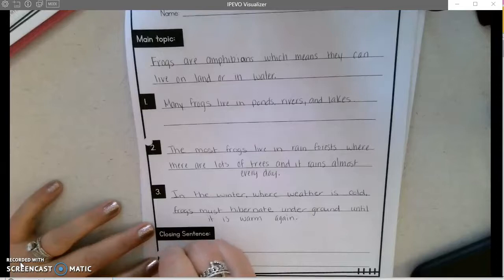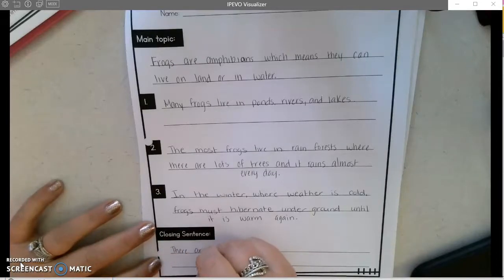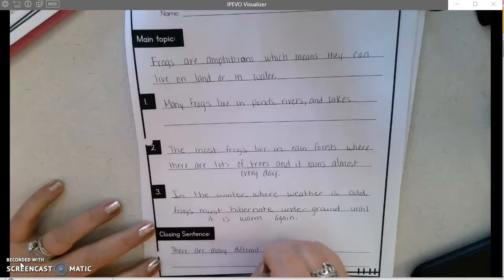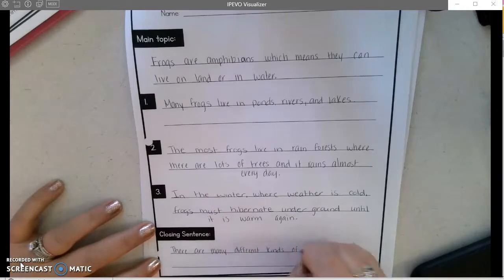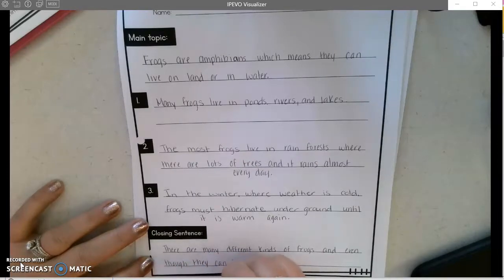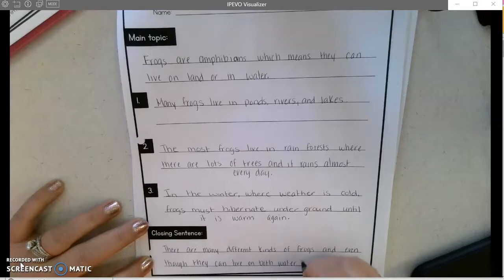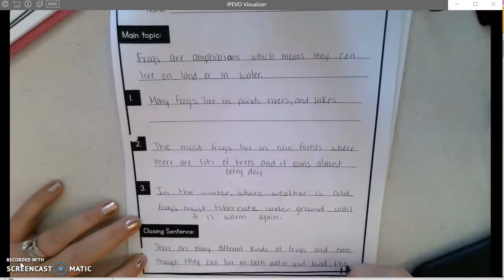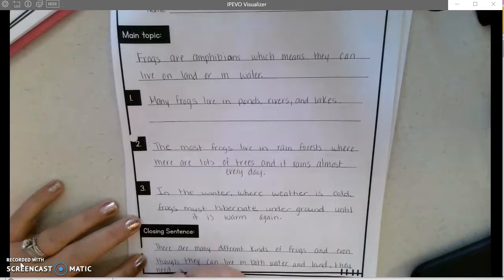So, there are many different kinds of frogs, and even though they can live on both water and land, they need water to survive.